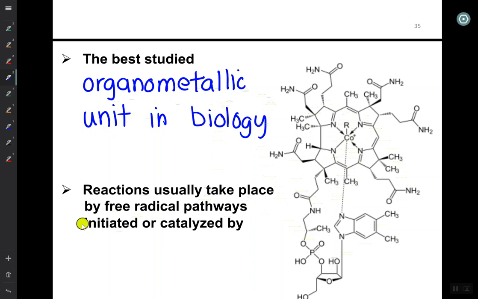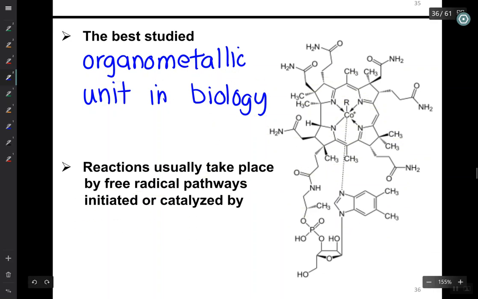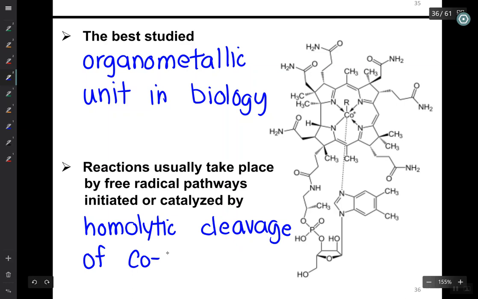Reactions usually take place by free radical pathways initiated or catalyzed by homolytic cleavage of the cobalt-carbon bond. Okay, so what's proposed is that this bond right here homolytically cleaves, so then one electron goes to cobalt, one electron goes to the alkyl group, so you have an R dot, and the R dot is what goes on and does the chemistry.